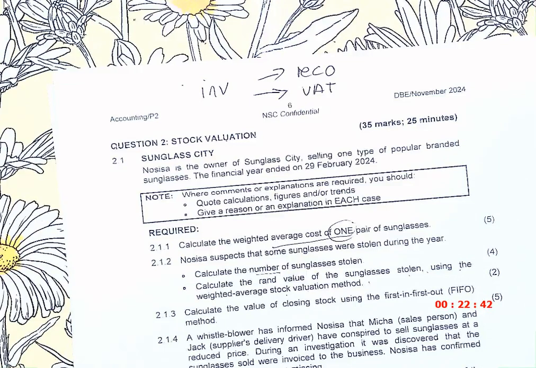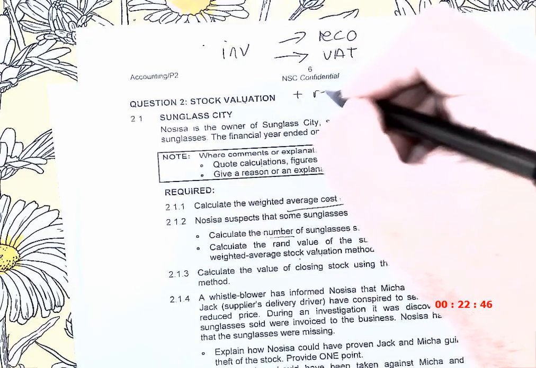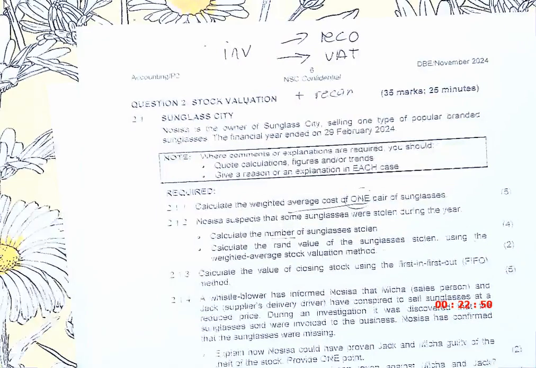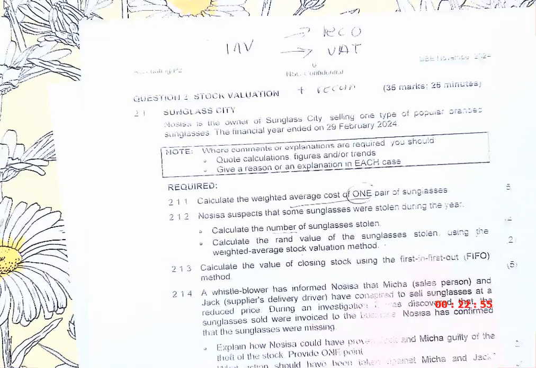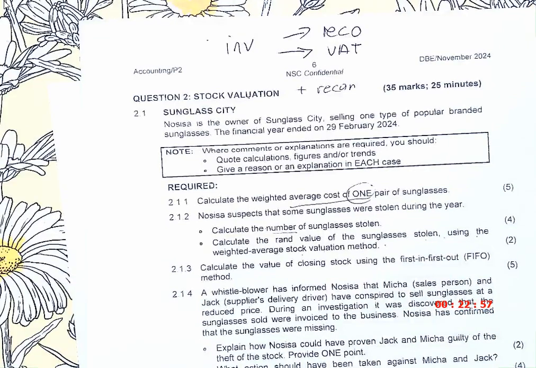So in other words, they will say here, stock valuation and recon. So 2.1 would be stock valuation, 2.2 would be a recon. They are not related at all. Meaning, actually, the stock valuation question doesn't count a lot. You get what I'm saying?